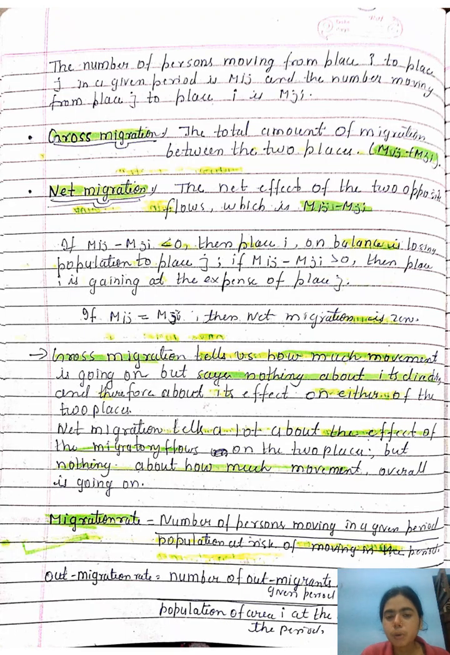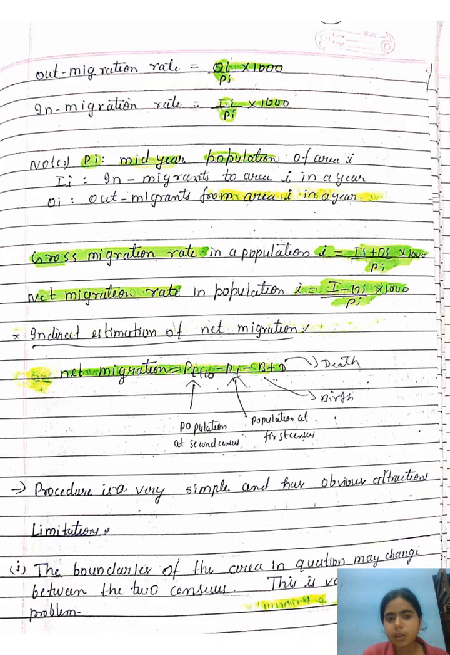Gross migration: the total amount of migration between the two places, Mij plus Mji. Net migration: the net effect of two opposite flows is called net migration. And these are the formulas.